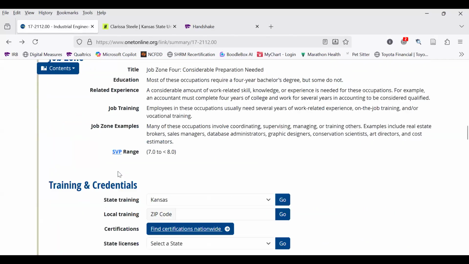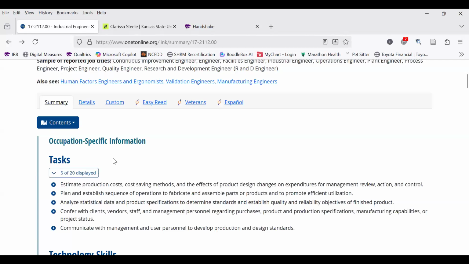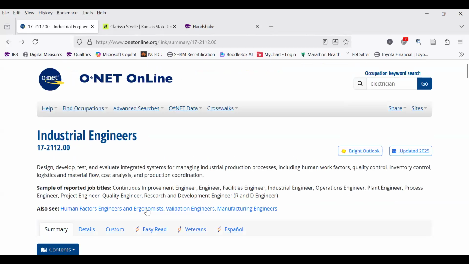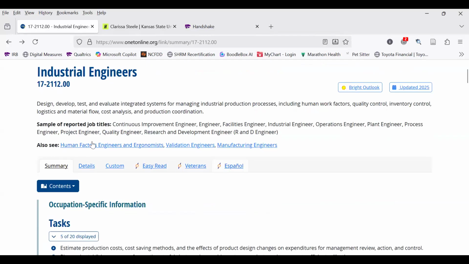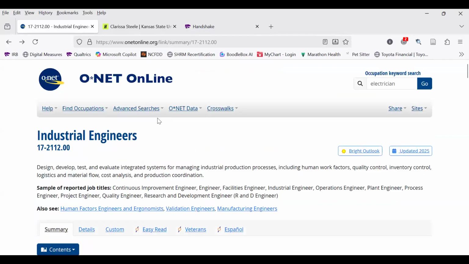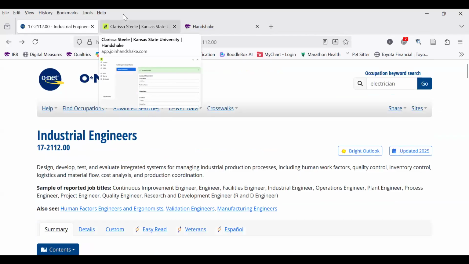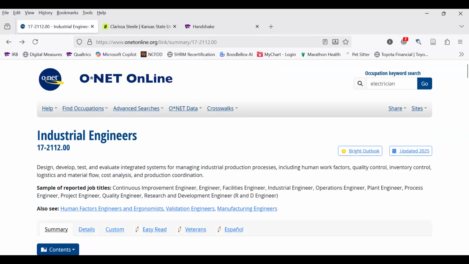So that is ONET. I'm going to have you use it this week for writing a job description. Super handy, super useful. There's lots of clickable information in here, so please check that out on your own time as well. Let me go back to the PowerPoint.